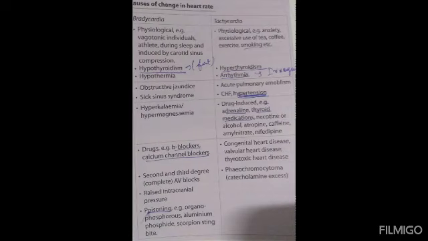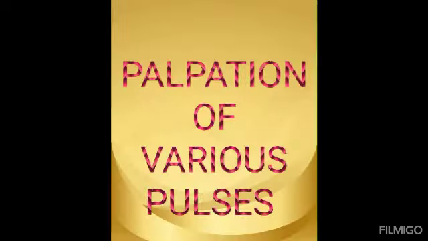And what are the other reasons for bradycardia? Obstructive jaundice, sick sinus syndrome, hyperkalemia, hypermagnesemia, drugs such as beta blockers, calcium channel blockers, second and third degree AV blocks, and organophosphorus poisoning. And tachycardia, what are the causes? Acute pulmonary embolism, hypertension, drug induced, for example adrenaline, thyroid medications, and congenital heart diseases.